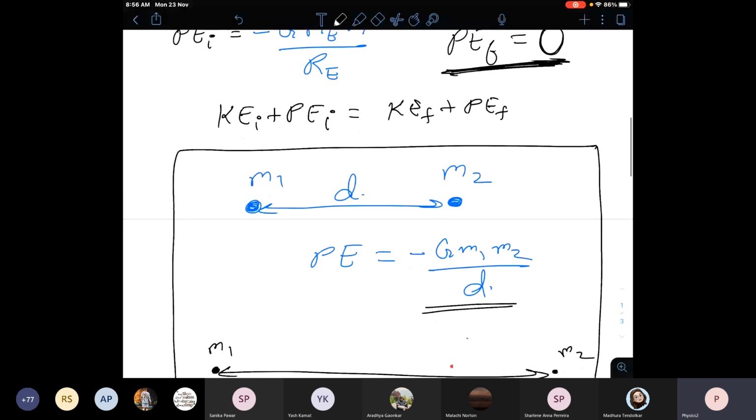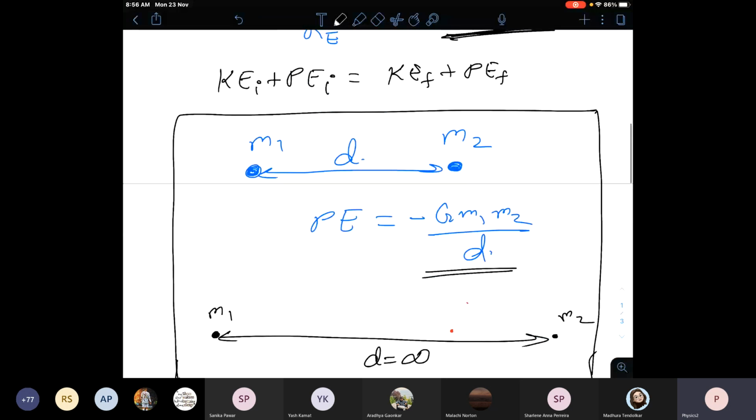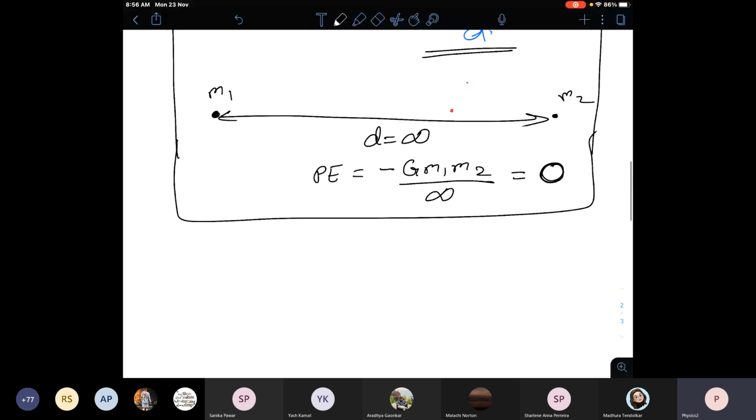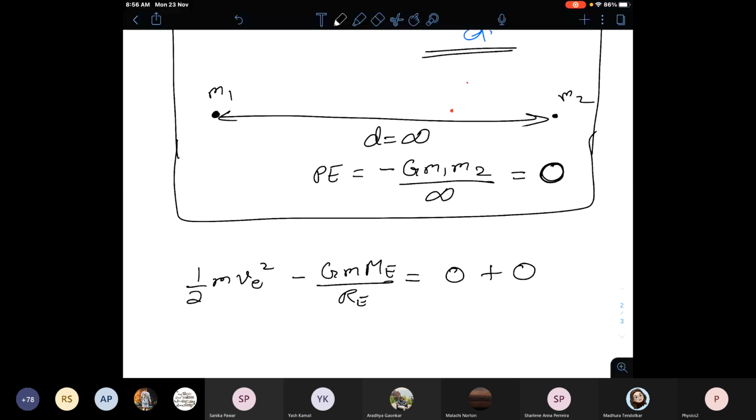Achha, so where was I? Yes, kinetic energy plus potential energy initial. So initial kinetic energy we calculated as half mv square. Initial potential energy we calculated as minus GMm by Re. This should be equal to 0 plus 0. This is the equation which I am getting from conservation of energy.